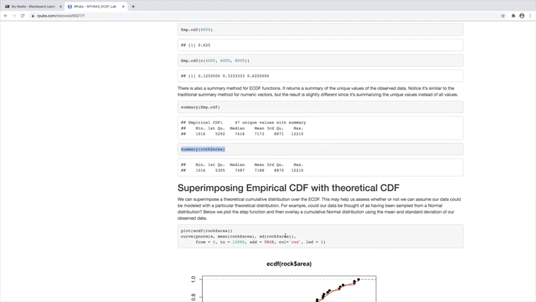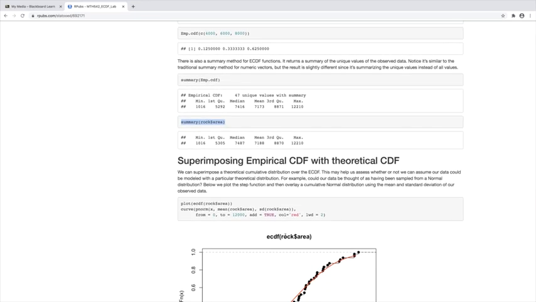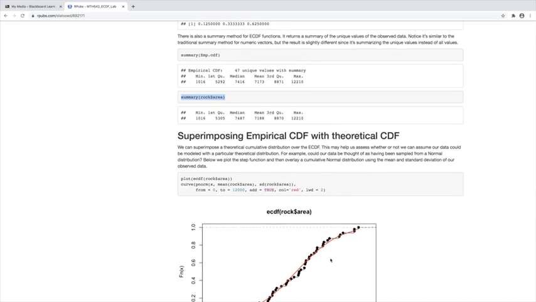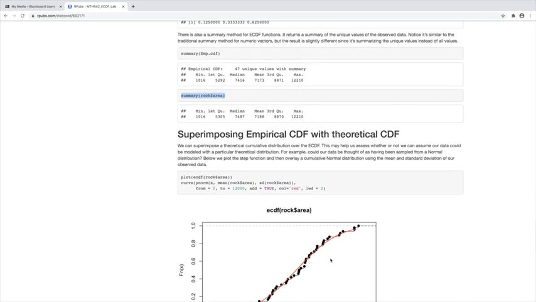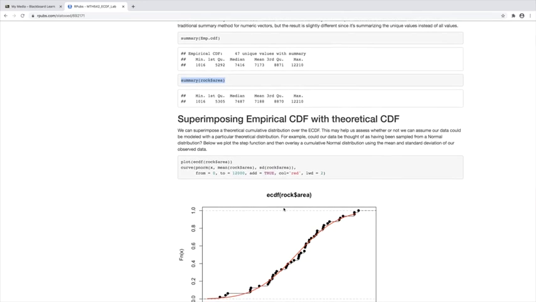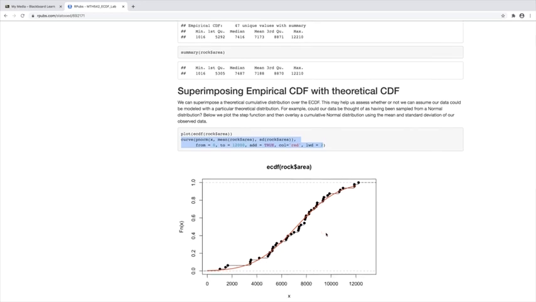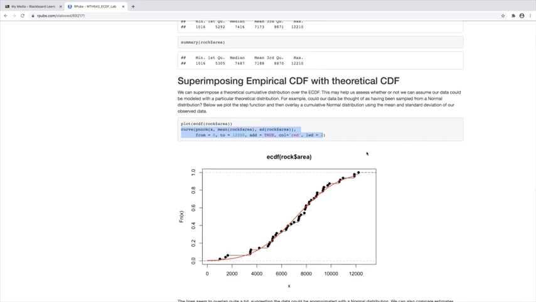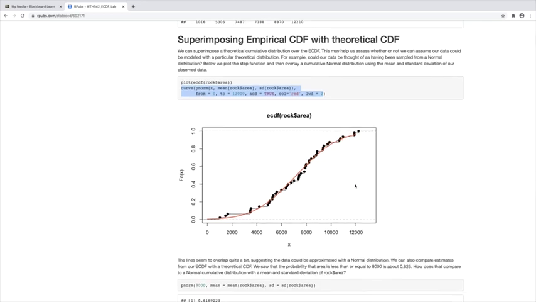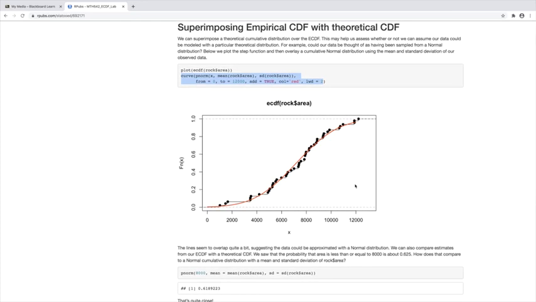Now the key thing that you will be doing throughout this course is superimposing the empirical CDF with the theoretical CDF. For example, could our data be thought of as coming from a normal distribution? So what do you do? You plot the ECDF and then you superimpose it with the normal distribution curve. That is the red curve, the elongated S. The points look pretty similar to what a normal CDF would look like. So the lines overlap quite a bit, suggesting that the data can be approximated with a normal distribution.